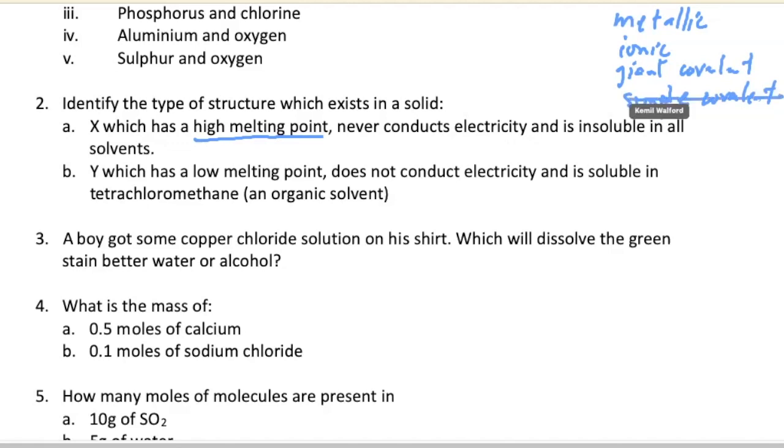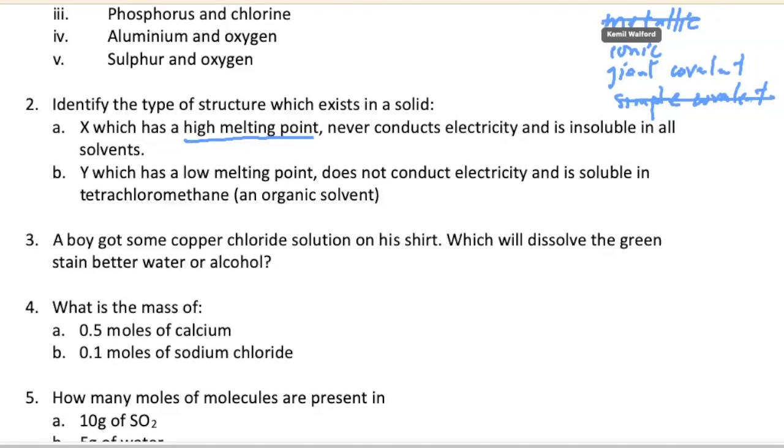because simple covalent compounds have low melting points. When we hear never conducts electricity, we're ruling out metallic. And when we hear that it is insoluble in all solvents, we are ruling out ionic, because we know that ionic solids are soluble in water. So that would leave us with giant covalent. So that makes X giant covalent.